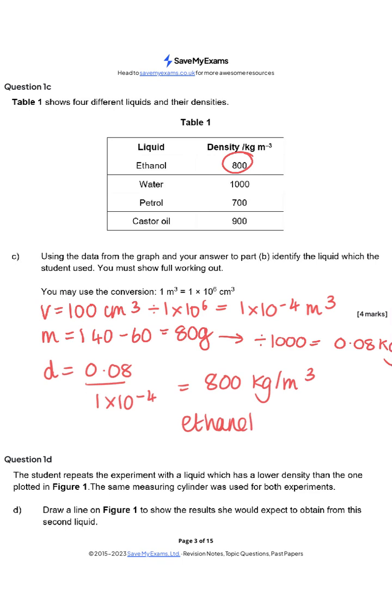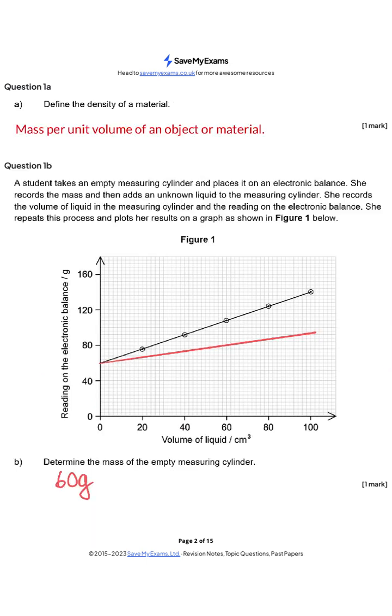And then question 1d, draw a line on figure 1 to show the results you would expect to obtain from this second liquid. It's a lower density, so it's going to be a lower line. This is what our lower line would look like. It would start at the same point because the measuring cylinder stays the same, but it would increase at a lower gradient because it is less dense, so there's less mass per unit volume.